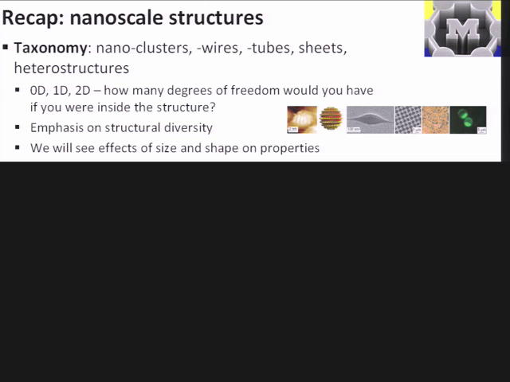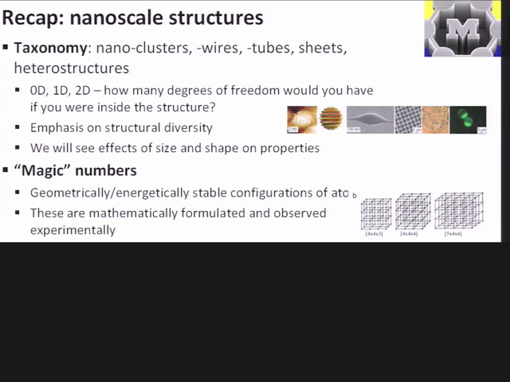Another point of emphasis here was the kind of structural diversity we see. Not only is the crystal structure important, and remember there are these 14 basic crystal structures for all materials, but we also see effects of size and shape because of this coupling between the dimensions and the properties.